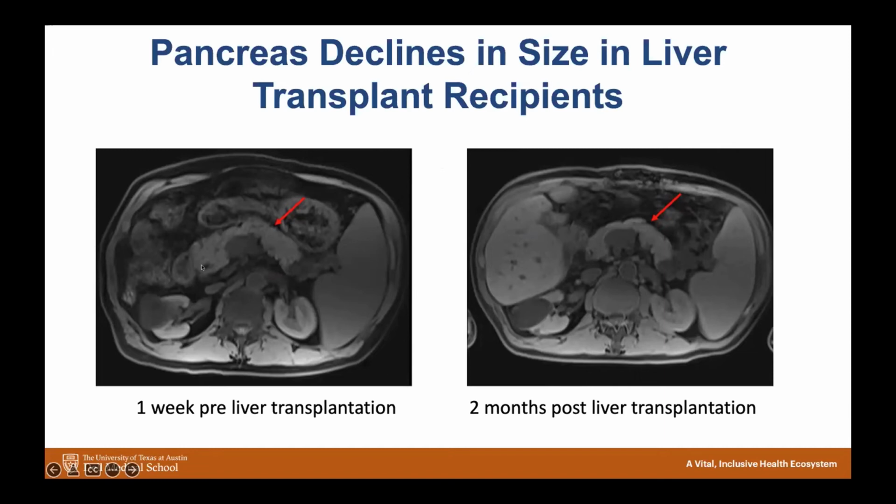So you see it has this kind of barbell shape here in this individual before liver transplantation. Two months later, he had another MRI. They were really interested in what the liver looked like post-transplantation, but we get the pancreas here as well. And hopefully you can appreciate that the pancreas is markedly smaller in this individual.